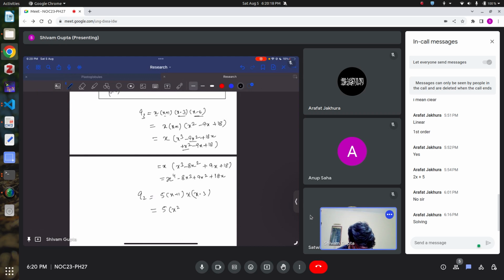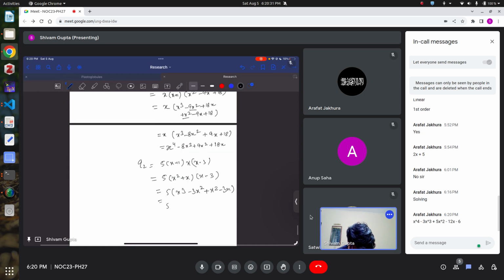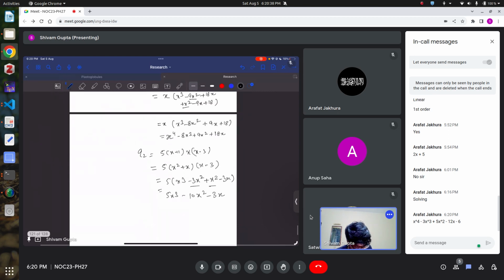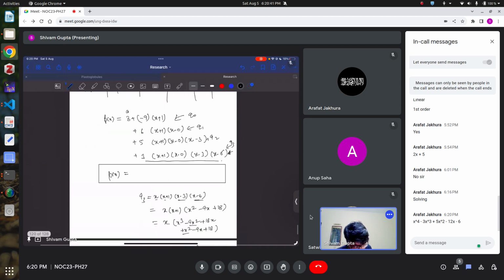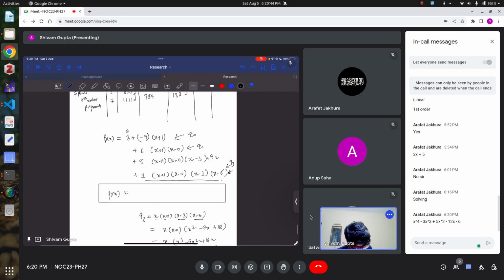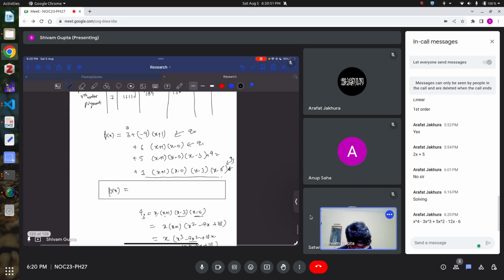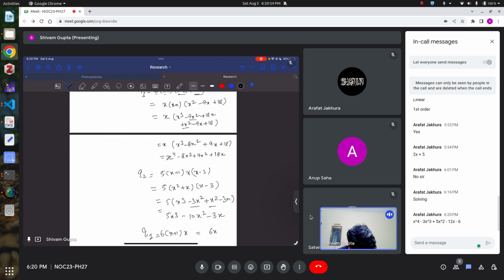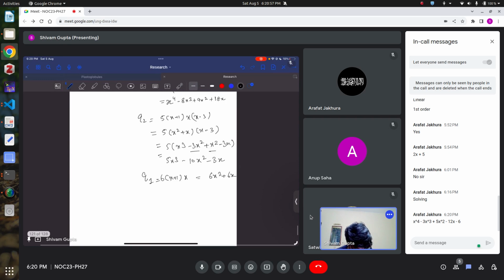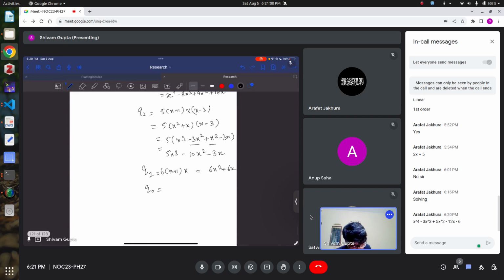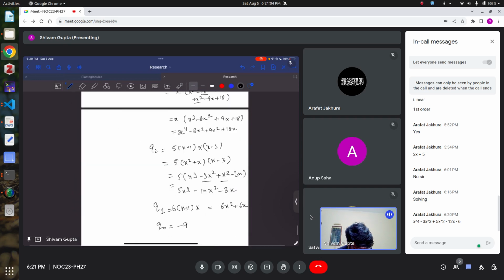This is x square plus x minus 3, x cube minus 3x square plus x square minus 3x, 5x cube minus 10x square minus 3x, and for q1, x plus 1 times x, 6, so 6x square plus 6x, and for q0 it's minus 9x minus 9.